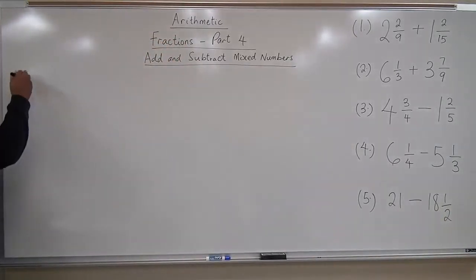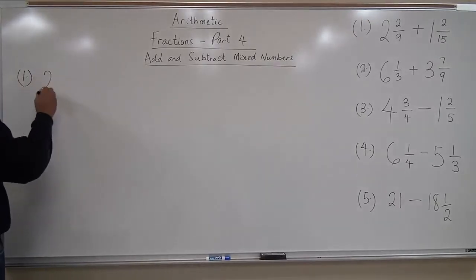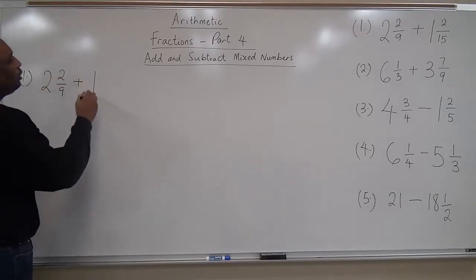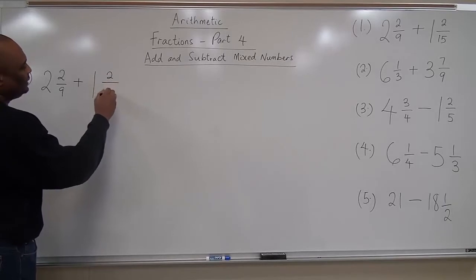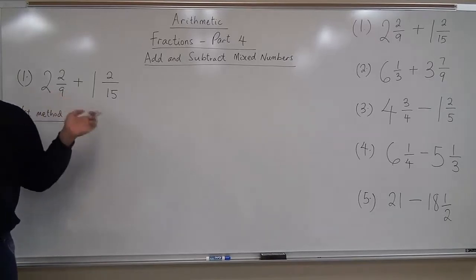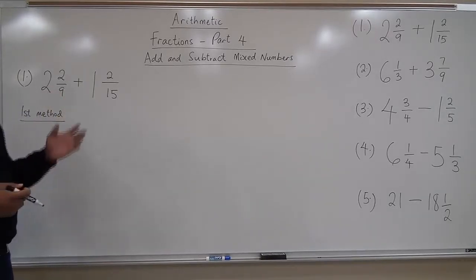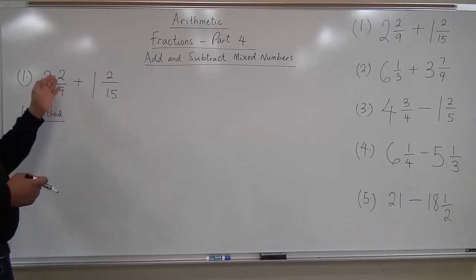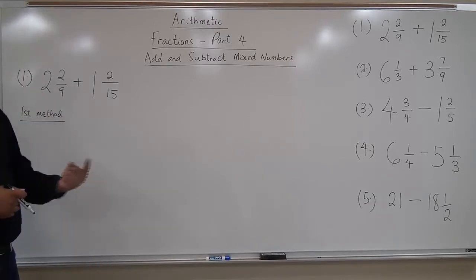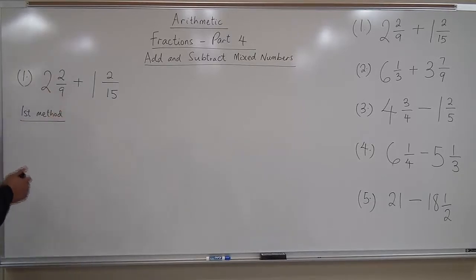Question 1, we have to add 2 whole number 2 over 9 plus 1 whole number 2 over 15. First method, what we can do is we add the whole numbers first. A mixed number has the integer or the whole number and the proper fraction. That is what a mixed number has. So first method, we add the whole numbers first.